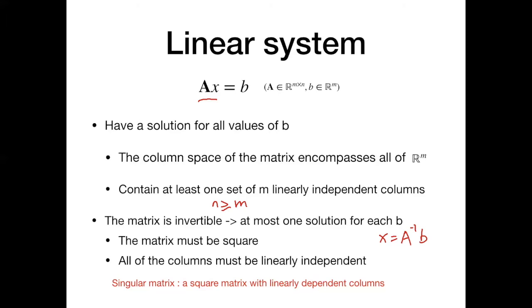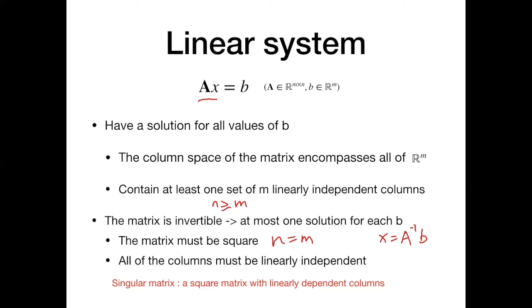You see that if the matrix is invertible, we can find only one solution for each b. So to achieve that, firstly, the matrix should be a square matrix. It means that n should be equal to m. Otherwise, there will be more than one way of parameterizing each solution if n is larger than m.